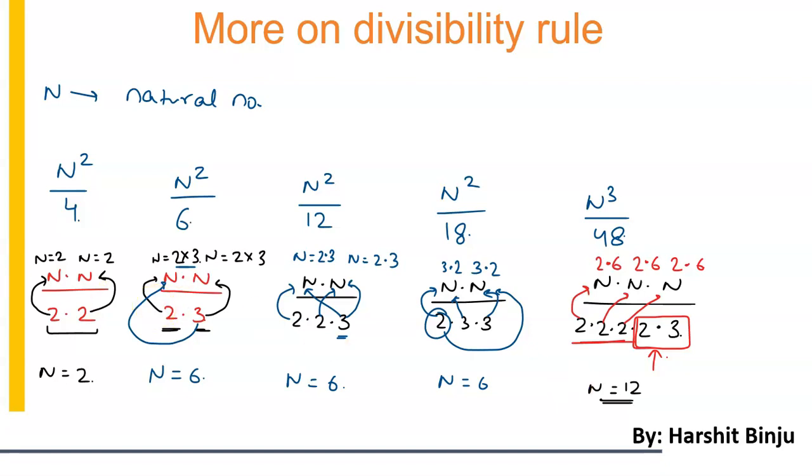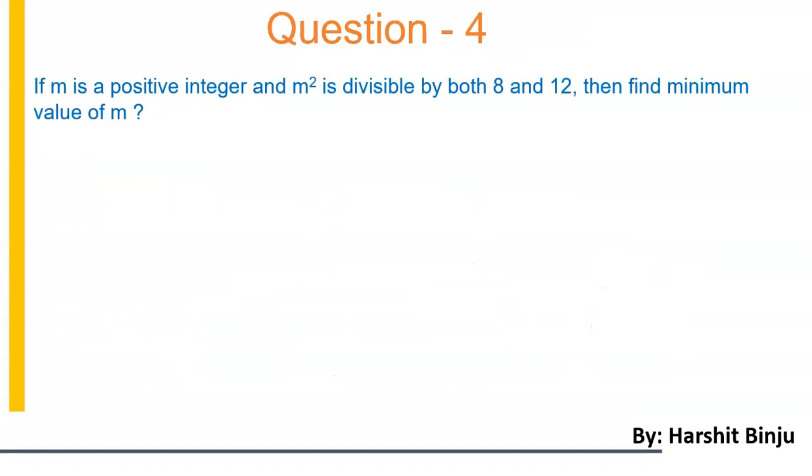All right. So let's take up a question. It says that m is a positive integer and m square is divisible by both 8 and 12, find the minimum value of m. So we can use the concept that we just discussed in this question. So m square is divisible by both 8 and 12, which means m into m is divisible by 2 into 2 into 2, and m into m is divisible by 2 into 2 into 3.